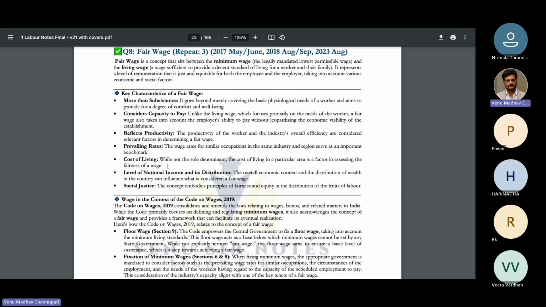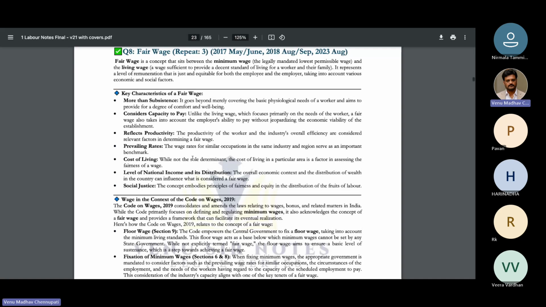Okay, and then the cost of living, though not the sole determinant. The cost of living in a particular area is a factor in assessing the fair wage. So cost of living అంటే అక్కడ ఎంత అవుతుంది to live, rent కి, wheat కి, కూరగాయలకి, all that cost of living, how much, and then you factor that into the fair wage.